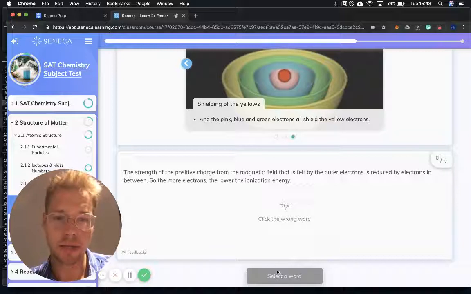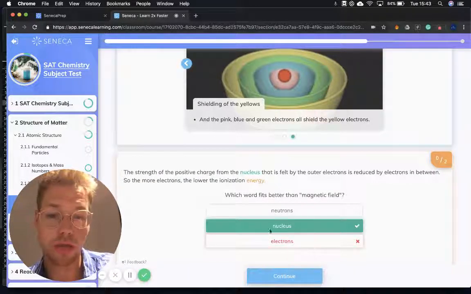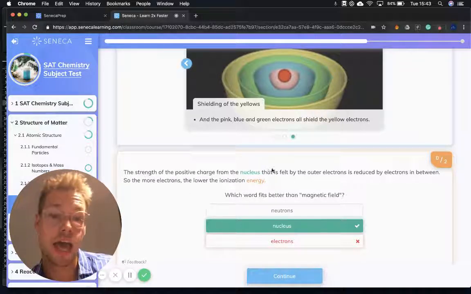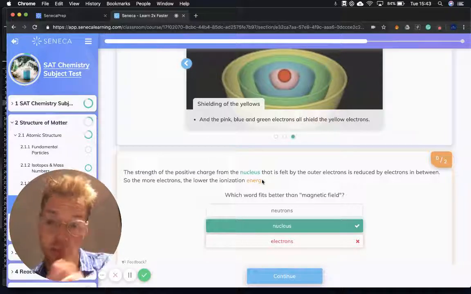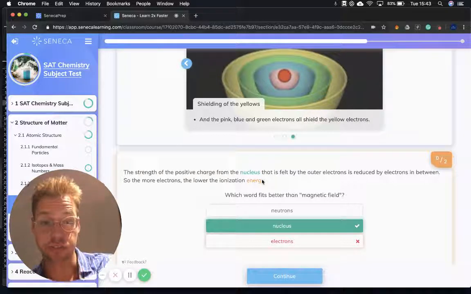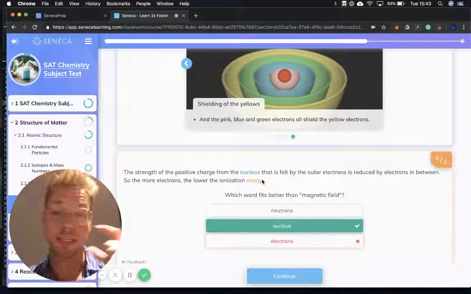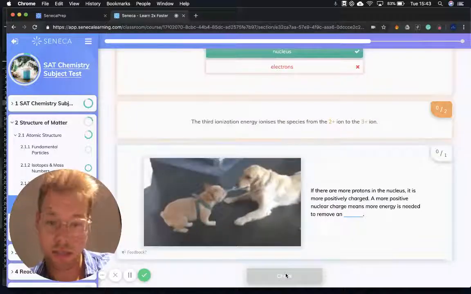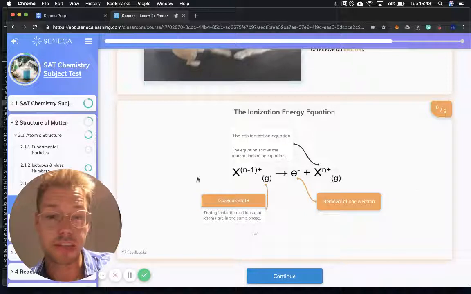Okay, so let's go to this little statement. The strength of the positive charge comes from the nucleus, and it is felt by the outer electrons. We're going to rephrase that. The strength of the positive charge from the nucleus that is felt by the outer electrons is reduced by the electrons in between. So the more electrons, the lower the ionization energy. So that brings us to the end of this episode.